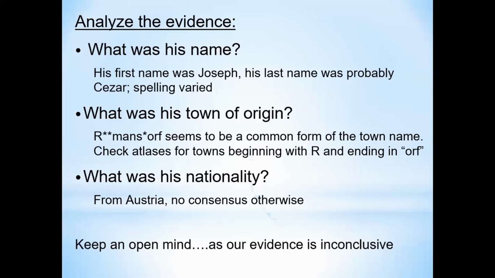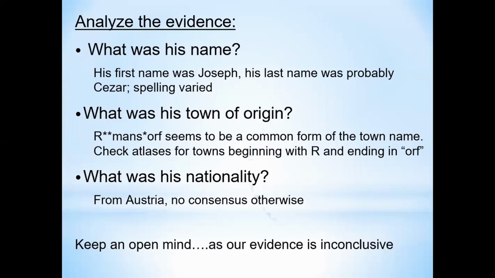You can look in an atlas when you're looking for towns. Those usually have an alphabetical index in them. So I would turn to the R's and start looking for towns that begin with R and end in ORF, and just make a list of possible towns and then investigate them more thoroughly.